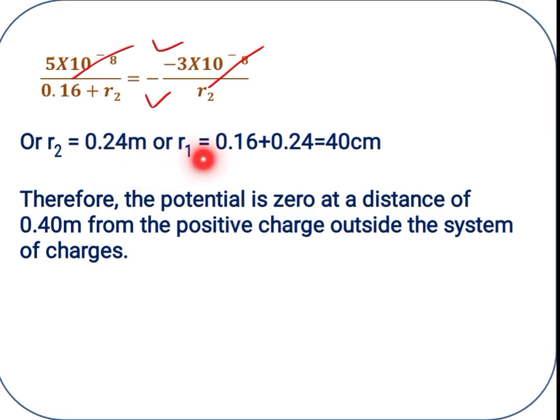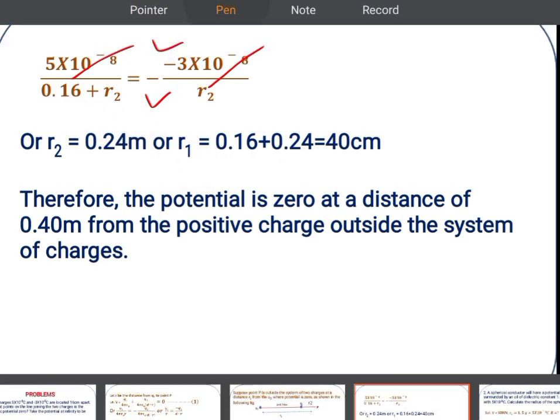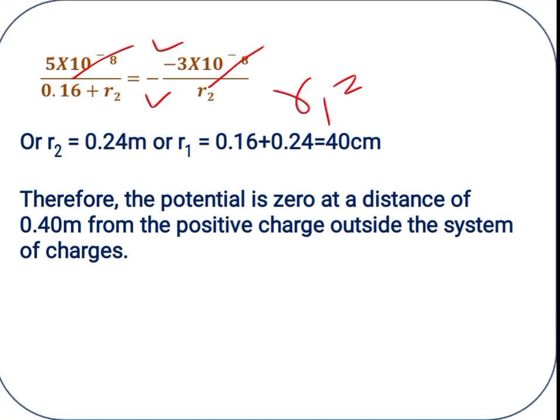0.24 meter, and R1 is equal to, what is R1? We know that R1 is nothing but what? R1 is equal to 0.16 plus R2. So R2, how much did we get? R2 is equal to 0.24 meter.